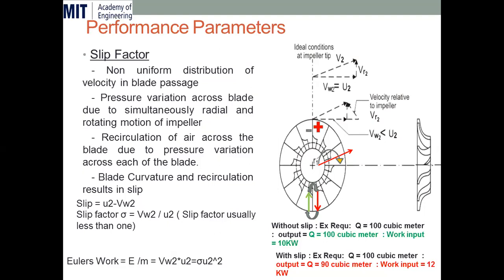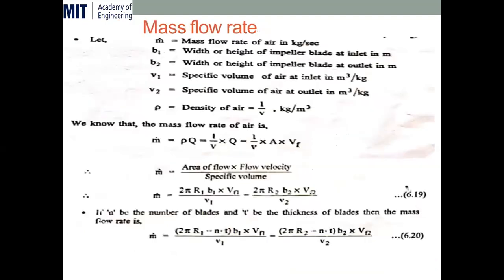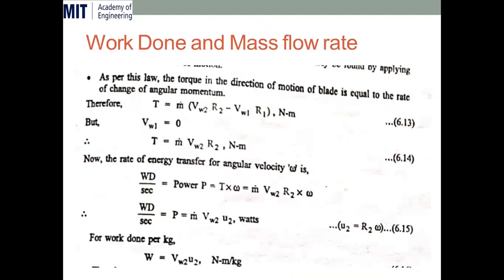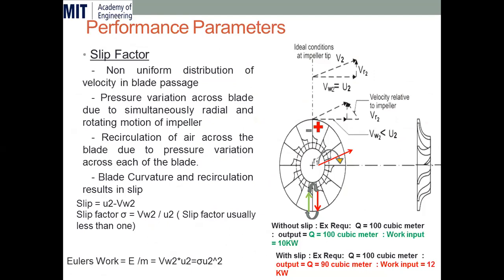We just derived the formula for the work done or work input, that is W is equal to VW2 into U2. It is also called the Euler work if you take it per kg. So the work done per kg is equal to VW2 into U2, and by using the slip factor formula we can write it as sigma U2 square. We just put in the VW2 value, which is sigma into U2, so the work is sigma into U2 square.